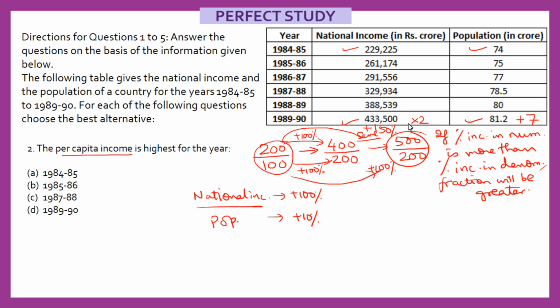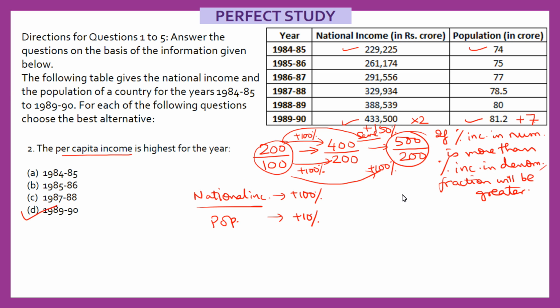So there is no need to actually calculate the per capita income and get that value. Nobody is asking here what is the per capita income. They are asking which year it is highest. So it will definitely be highest in 1989-90. That is your answer.